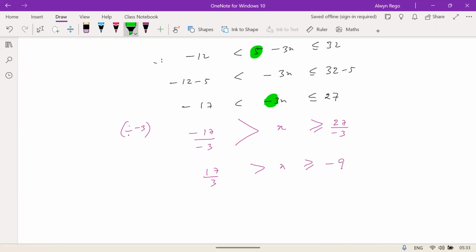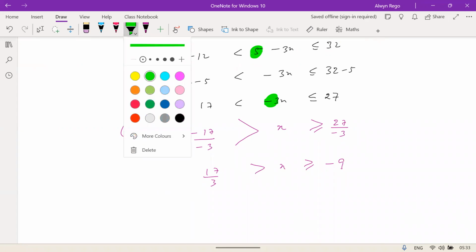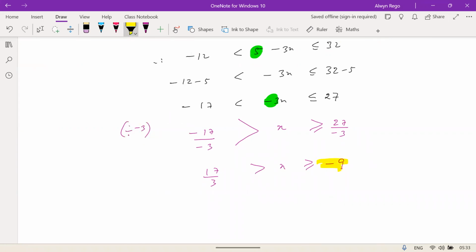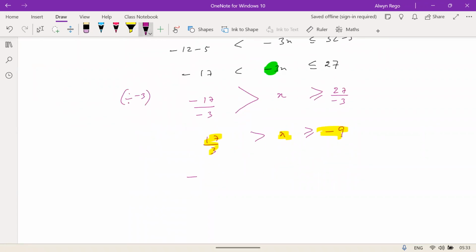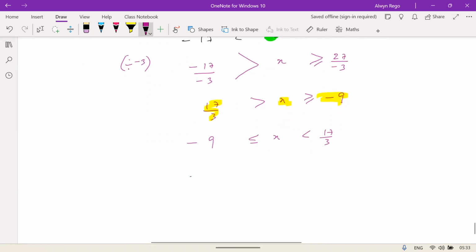We never write the inequality finally in that form. The least always comes first. So I have that this one is the least one here. I'll write it first and then this one and this one. That's the right order of writing the inequality. So you have negative 9 is less than or equal to x is less than 17 by 3. Therefore, you find that x belongs to negative 9, comma 17 by 3 here.